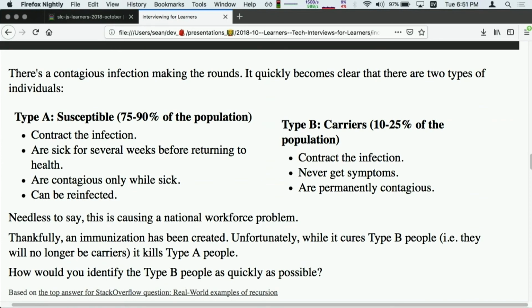So you're not intentionally exposing people, but you are tracking down those who have been incidentally exposed, and you check to see if they are sick. If they are sick, you put them on the type A list. We know that they can get sick, yay.